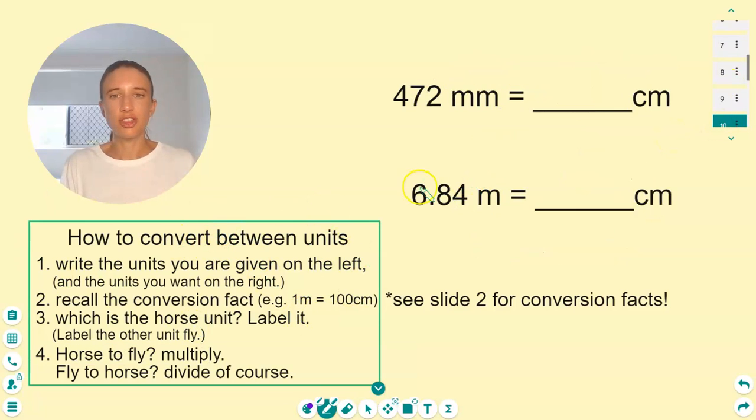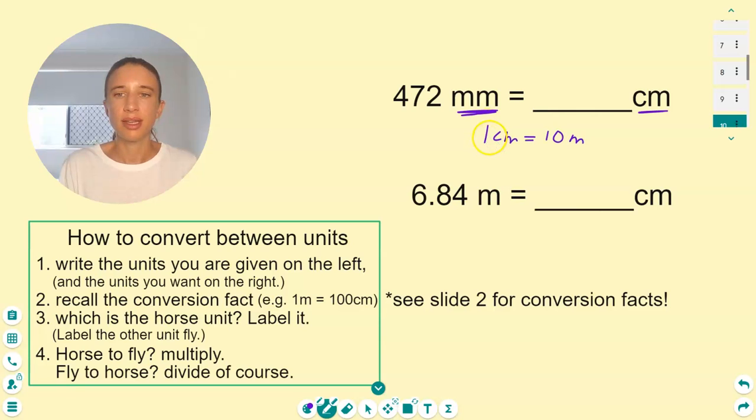Now we can try and do it without this, right? So we have our units written. Now we need to work out what's the fact linking millimeters to centimeters. So again, I'm thinking of my thumb. There's 10 little pins in 1 centimeter. So 1 centimeter is 10 millimeters. Write that fact straight down. And then we need to work out which is the horse unit. Okay, and if we're confused, we just line them all up, right?